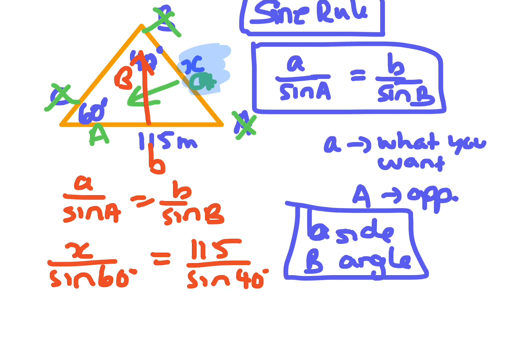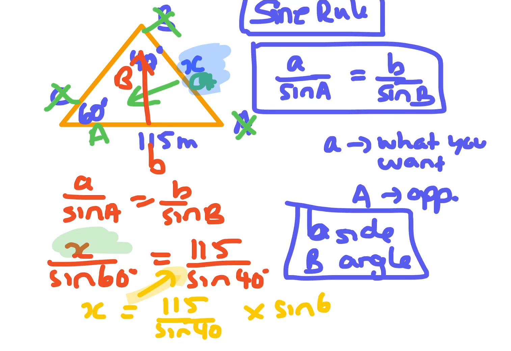So when you're trying to get x by itself, you need to get rid of that sine 60. So when you move that to the other side, it will just become times. So you're going x equals 115 sine 40, and then times sine 60.